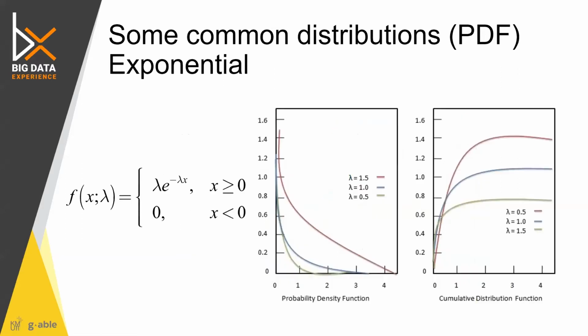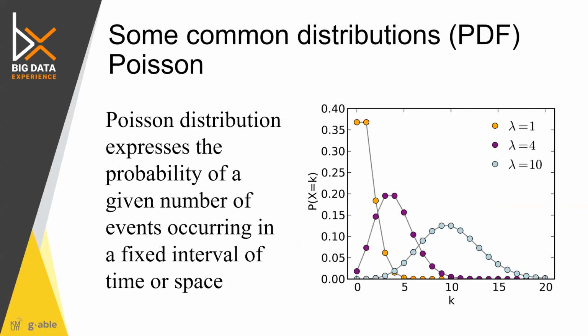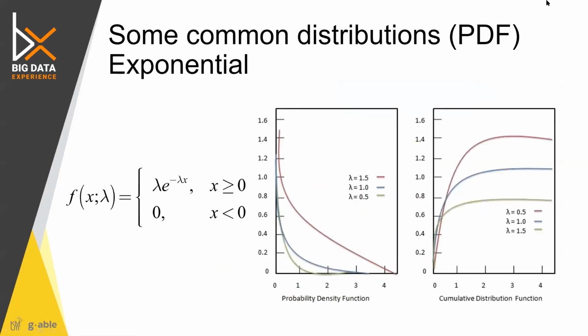Okay, next one. The next one is the exponential distribution. For the exponential distribution, I want you to mark this as well, because we will come back to it again when we look at another distribution that is an inverse of this distribution.